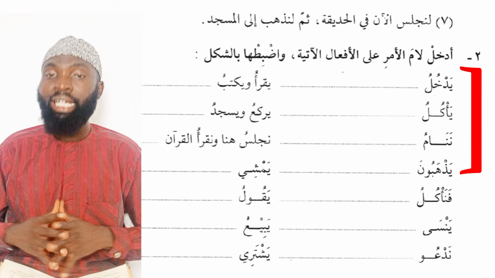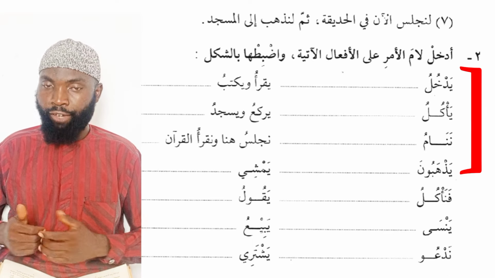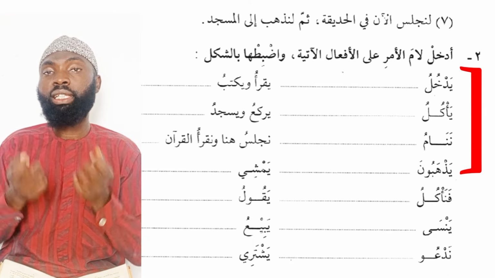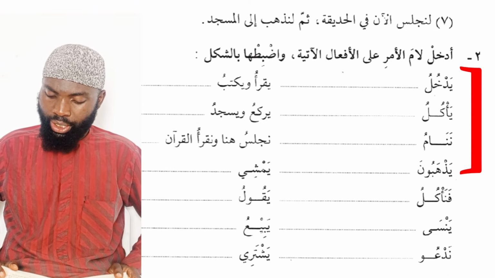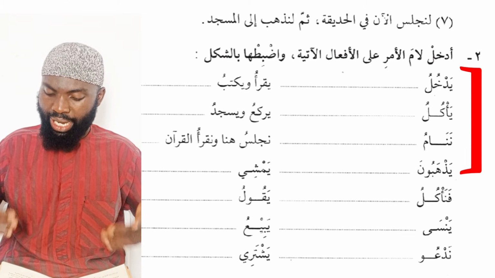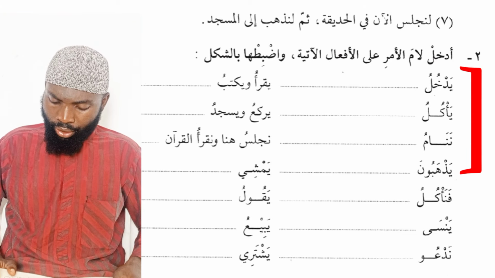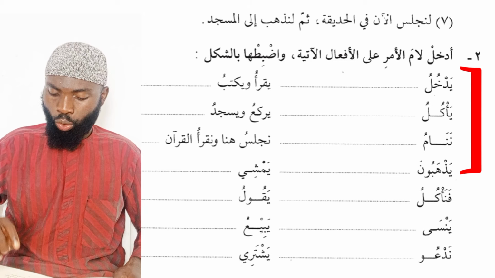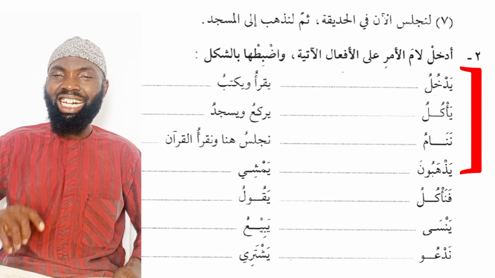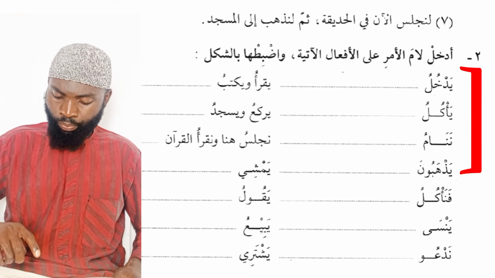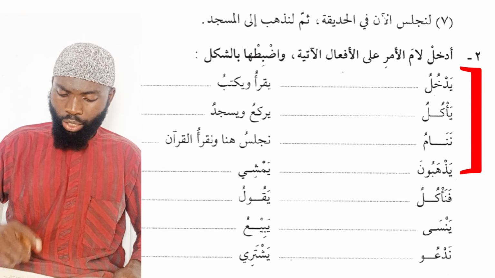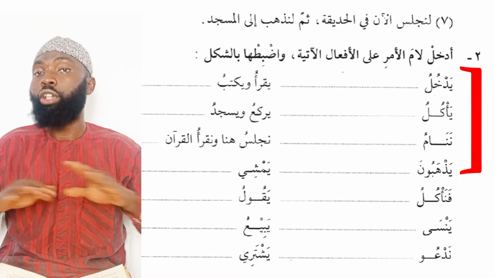We are to introduce the lam of command into the following verbs, and also record the endings of both the lam and the verb. Number one, we have yadkhulu. What do we say? We say liyadkhul. Finish. Okay, we can say liyadkhul Aliyun waliyaqra wayaktub. You can see, we can use it this way, or we simply put it the way the word is without making it into a sentence.